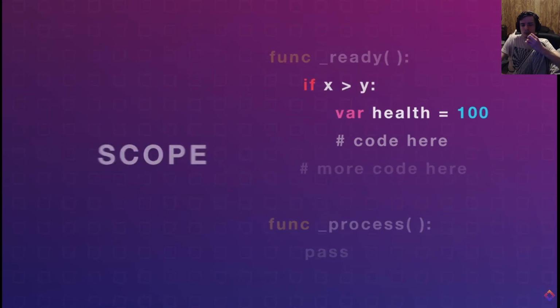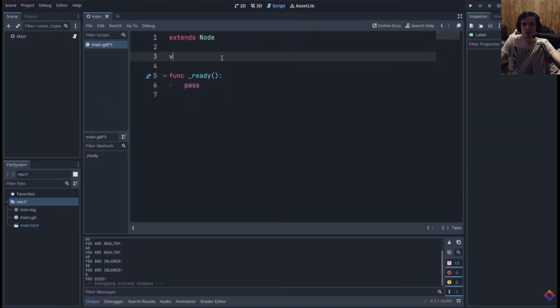If we want to use a variable in many different places in our script, we make sure to put it at the top, outside of any functions. So this is a script-wide variable. This can be accessed anywhere in your script. If you were to declare it inside of a function, you would only be able to use it in that function. So this is a variable we can only use in ready.